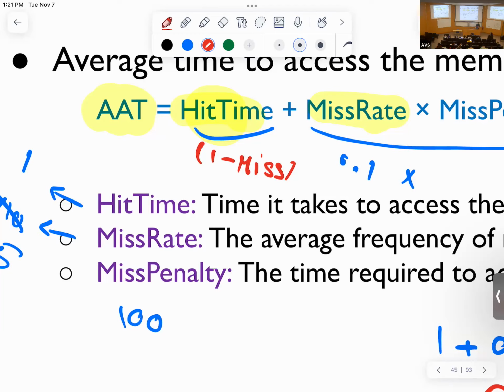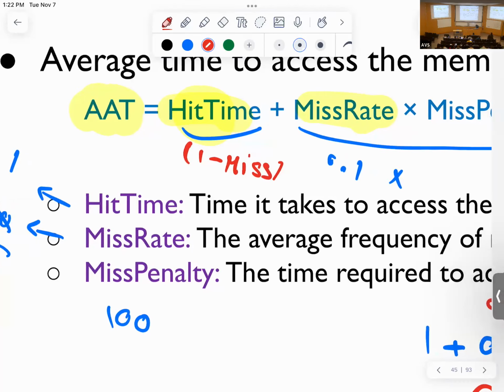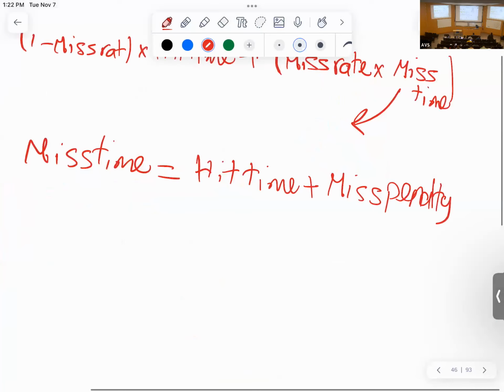We're going to talk about how we optimize each of these three. Let's first talk about the structure of the cache in this lecture. In the next lecture, I'm going to come back to hit time, hit rate, and miss penalty, and we're going to describe different techniques to optimize each one by one. Okay. All right, so let's continue.